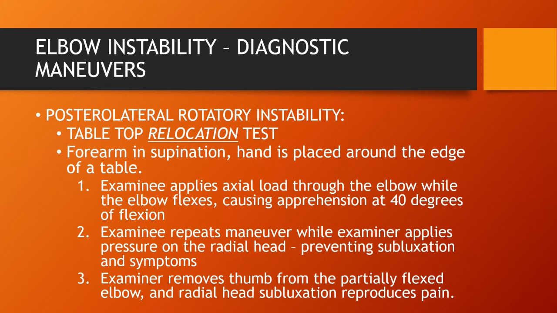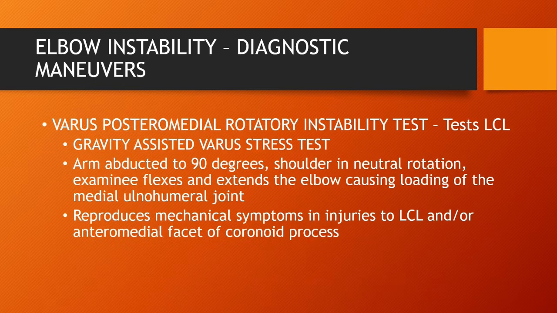Then you remove the thumb and confirm that the radial head again subluxes and again reproduces the examinee's apprehension, and then this is considered a positive tabletop relocation test, positive for posterolateral rotatory instability. Okay, so that's 3 tests for the assessment of posterolateral instability. Let's talk about posteromedial instability.